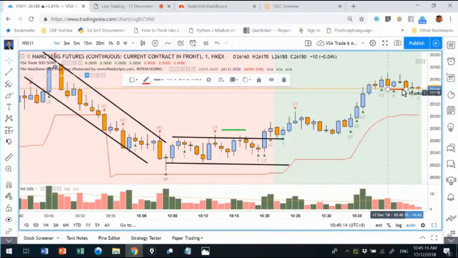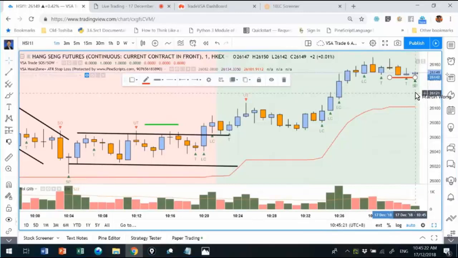Oh, I think we are out. That's right, we are already out. So we got out here. Yeah, we got stopped out. Let me look at this low. Yeah, 142, 143. Yeah, we got stopped out. Okay, so we got out here.